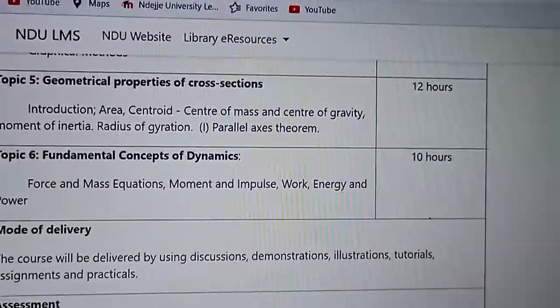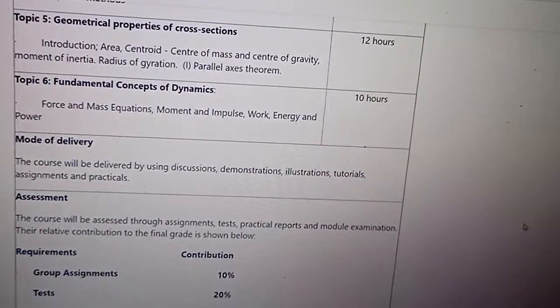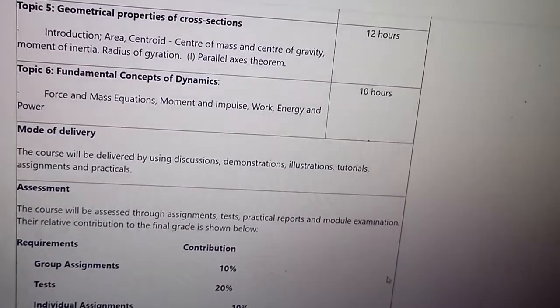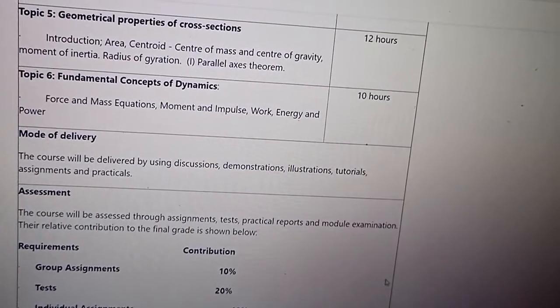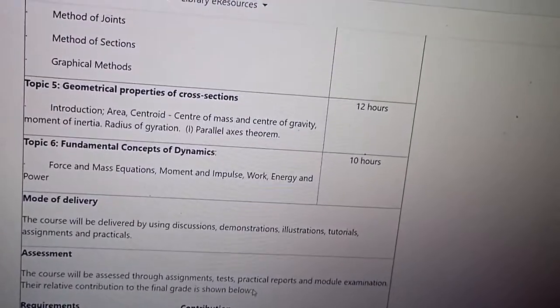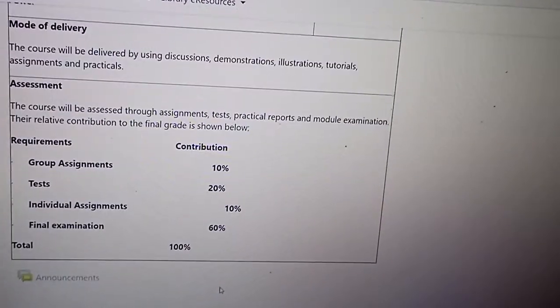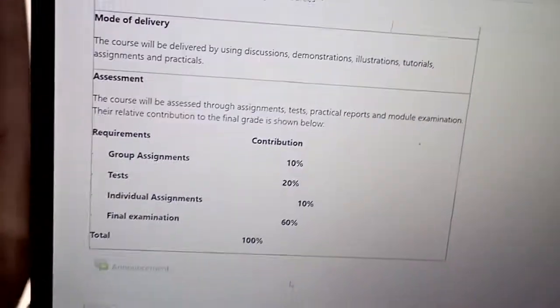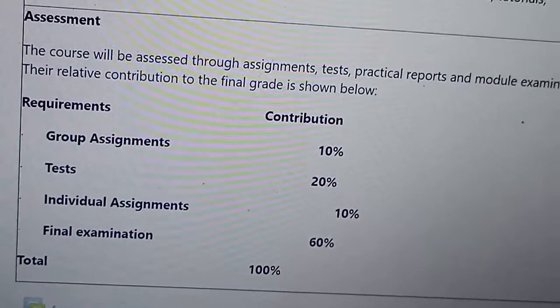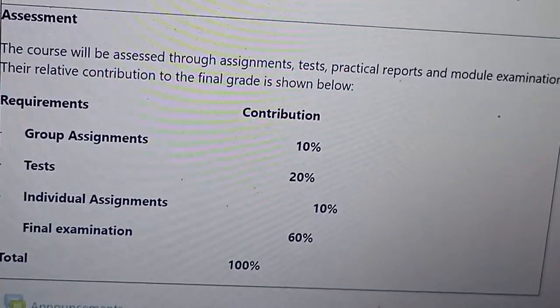So in simple terms, we are going to discuss two major branches of mechanics: static mechanics and then dynamic mechanics. Mode of delivery: as of now, delivery is still online, but including discussions, demonstrations, illustrations, tutorials, assignments. Practicals are going to be a little bit different, given that we cannot meet.